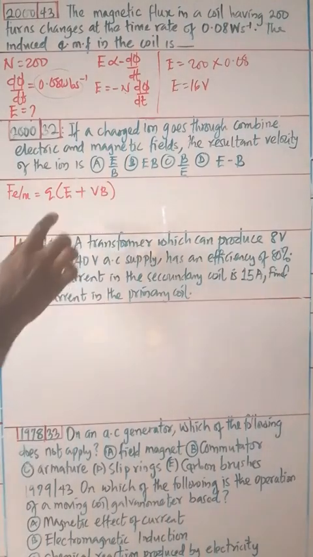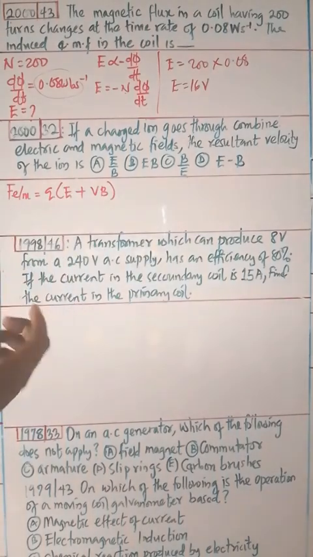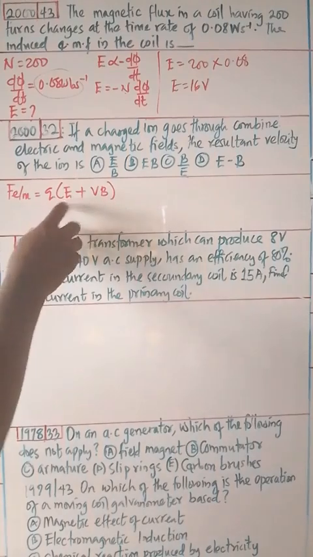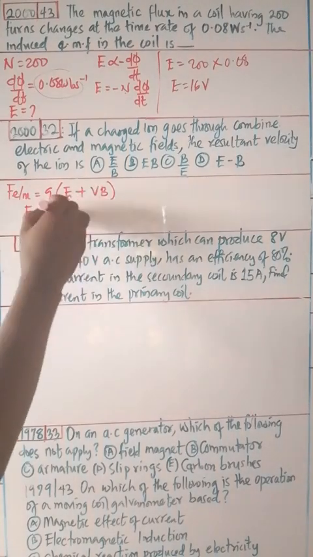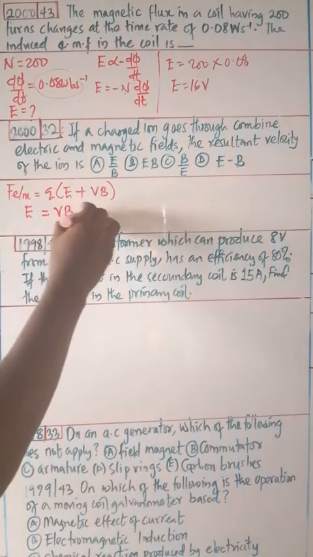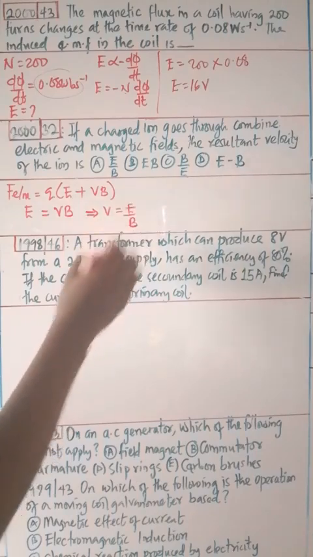So when you observe here, we are adding E and VB. If you are adding these two in physics or in mathematics, whenever two quantities are added, it means they have the same unit. So the unit of electric field intensity is the same thing as the product of the velocity and magnetic flux density. So from here, if we make V the subject, V becomes E over B. So the answer is what?